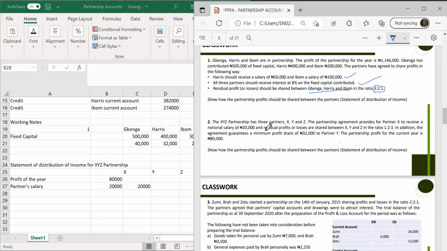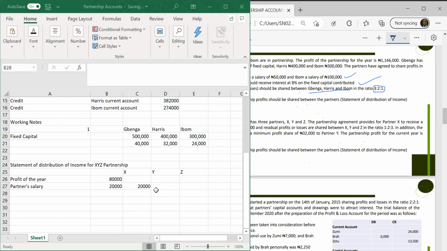Interest. That's all, right? They didn't mention anything on interest. I said there is no interest there. Yes, there's no interest there.